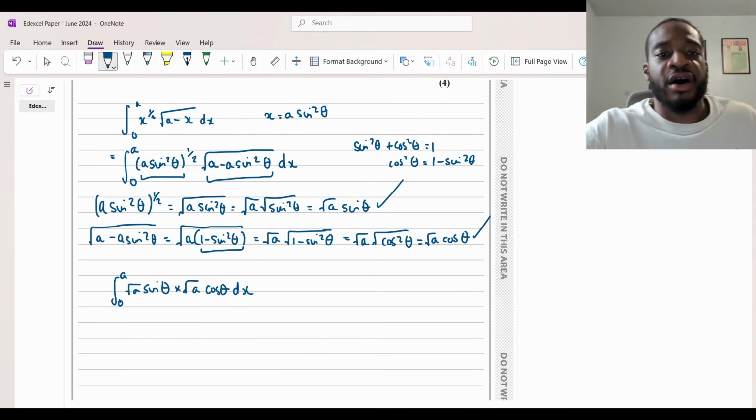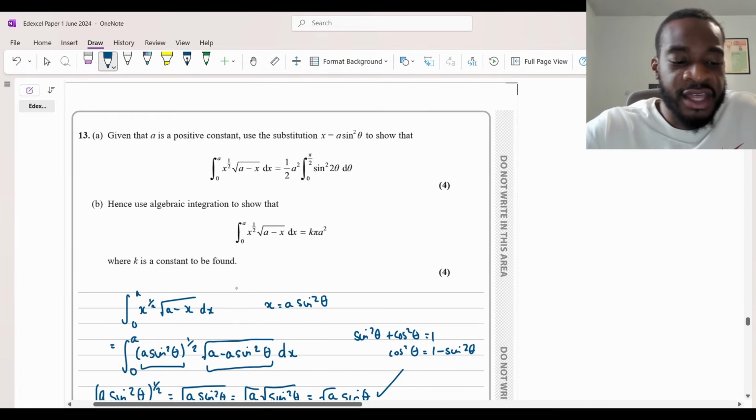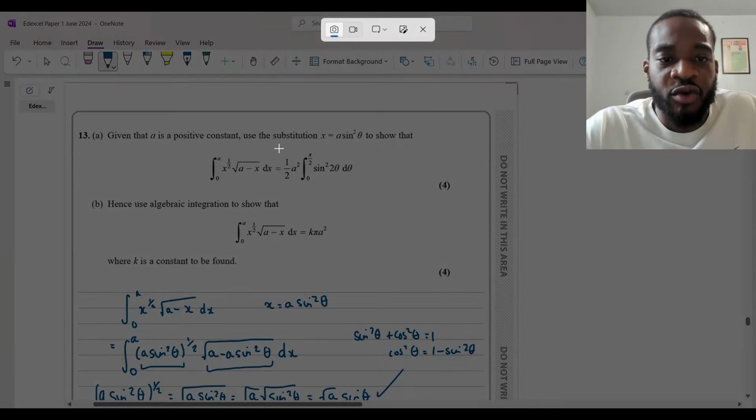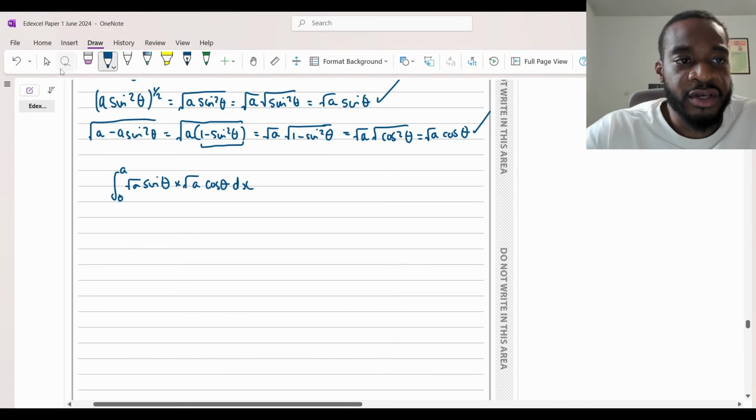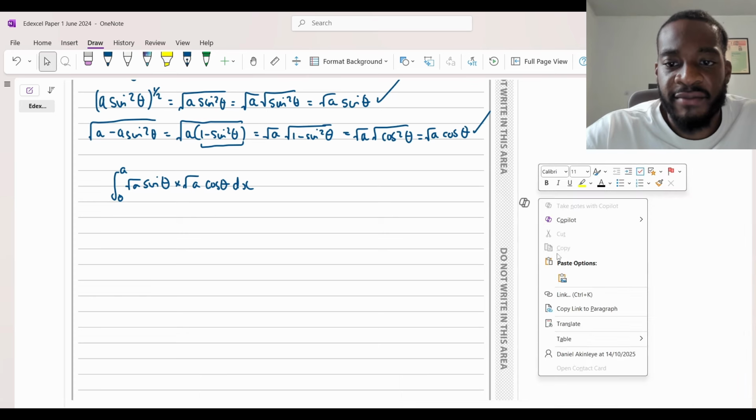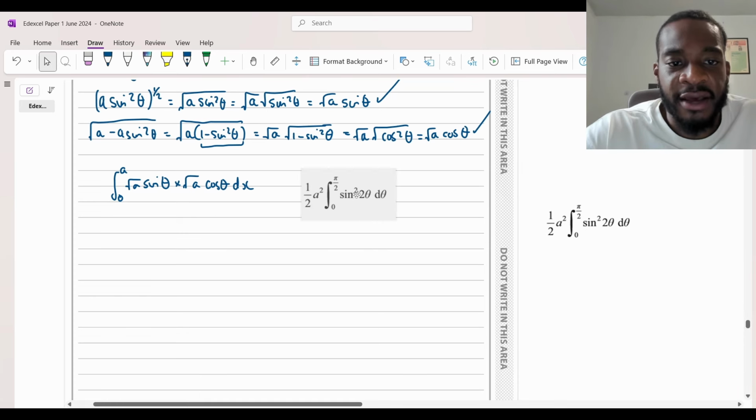Dx. This is where we're at so far. Whenever you're doing a show-that question, at the end of the day I'm going to screenshot it. Always have what you're trying to show at hand, just so you can see where you are and where you need to get to. Okay. So this is where we're currently at. Here's this here. We are currently here.